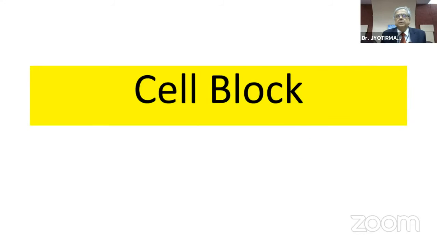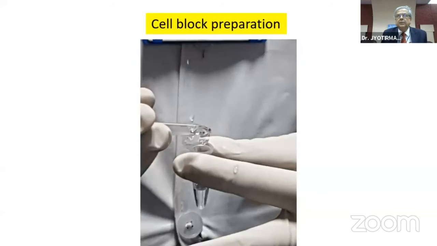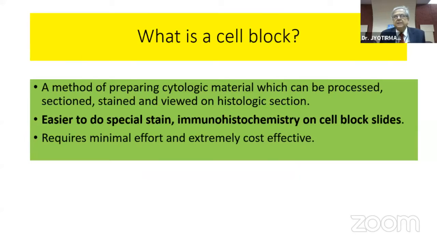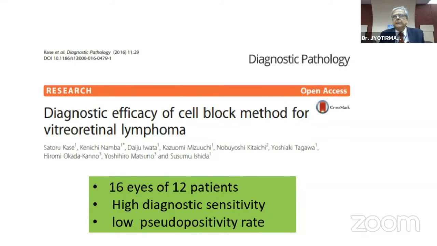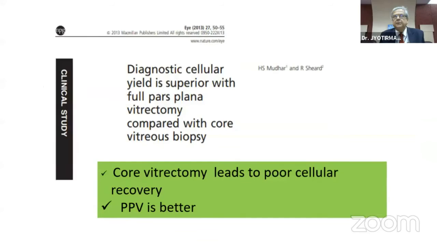Not only the cytology, we can also do the cell block preparation. The fluid is put into a vial, and the sediment is taken and put into the cytospin. The paraffin block is prepared, which can be processed, sectioned, stained, and viewed as a histologic section. It's easier to do special stains and immunohistochemistry on cell block slides. Here is a cell block preparation from the vitreous aspirate, showing elegantly pleomorphic lymphoma cells with a necrotic background. The diagnostic efficacy of cell block is a high degree of sensitivity and a low pseudopositivity rate.